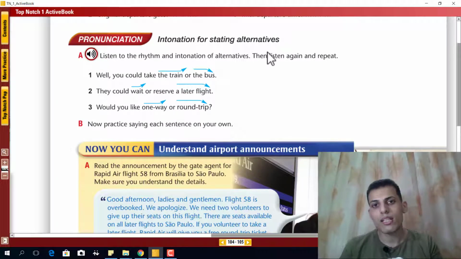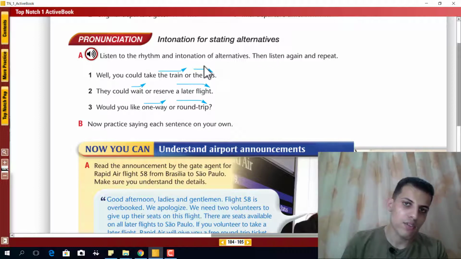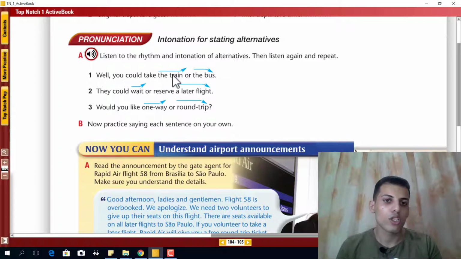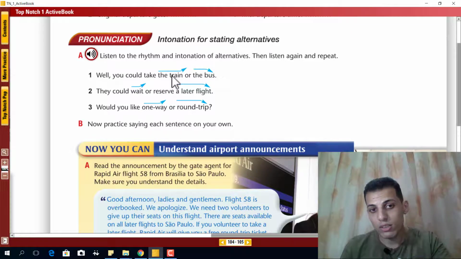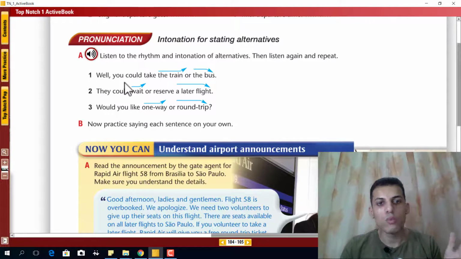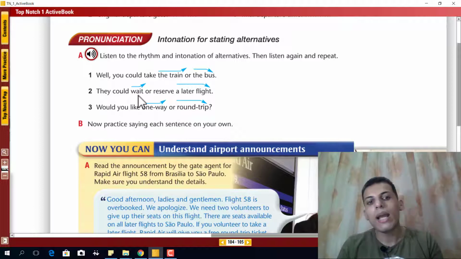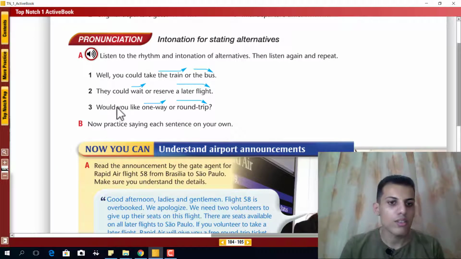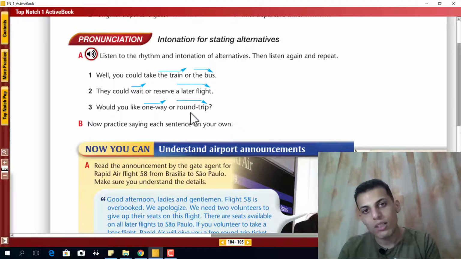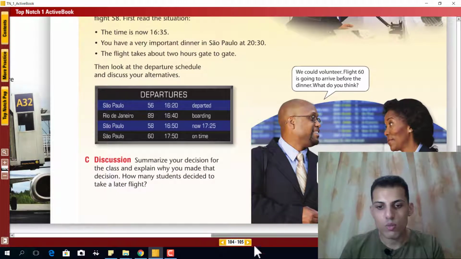Type intonation for stating alternatives. Well, you could take the train or the bus, right? So intonation هنا rise in intonation for the train with the bus be a low intonation. So, well, you could take the train or the bus. They could wait or reserve the later flight. Okay, would you like one way or round trip? Okay, this is the intonation for alternatives. Okay, listen to the audios as well.